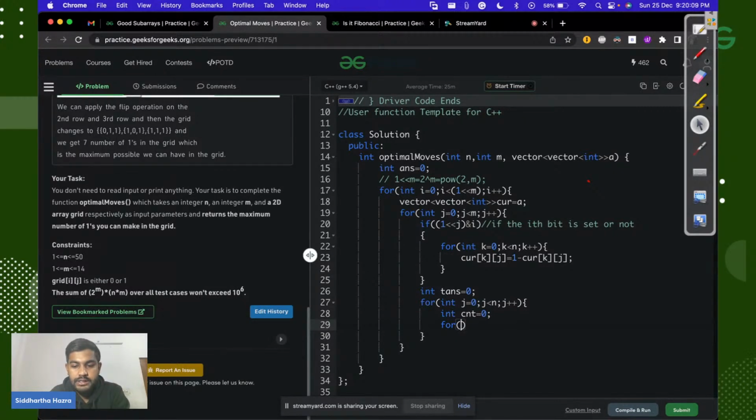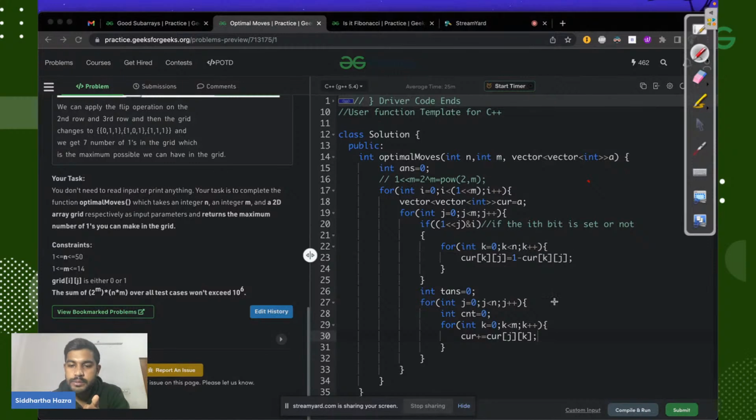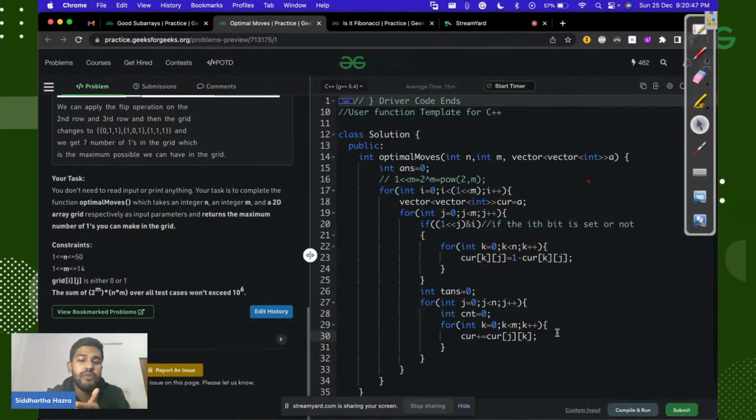Just see it. For int k is equals to 0, k is less than m, and then k plus plus. And then you would simply say current plus equals to current of j of k. Because see, 0 won't contribute to the answer, 1 would contribute to the answer. Suppose this is 0, 0, 1, so the addition of all these values is 1. If suppose this is 1, 1, so the addition of these values will be 2. So we can simply add all the values of a binary digit and it would tell us the number of ones we have. Okay, simple enough.